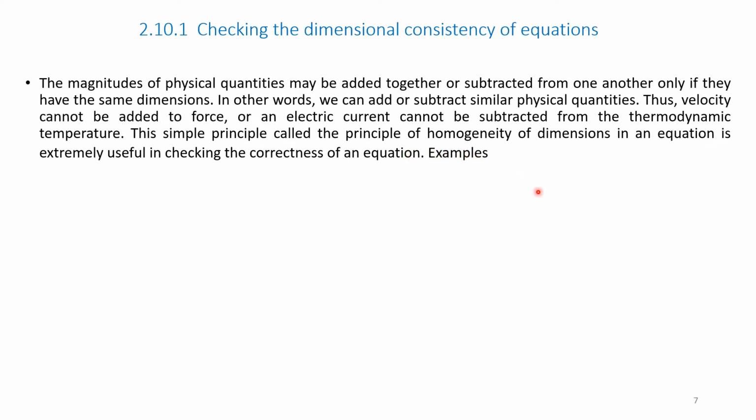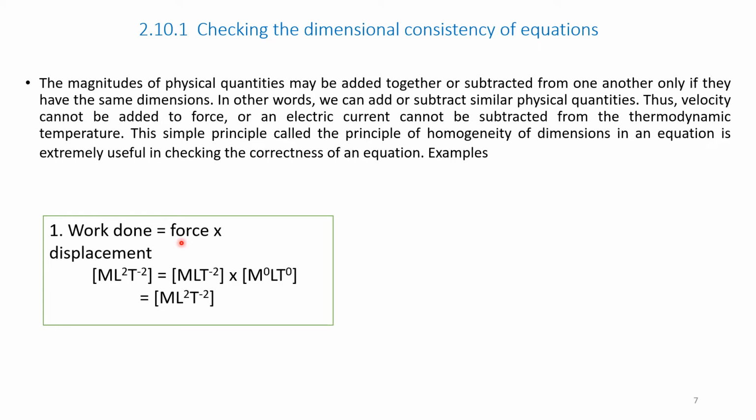This simple principle is called the principle of homogeneity of dimensions in an equation. This is useful in checking the correctness of an equation. Let us take an example.